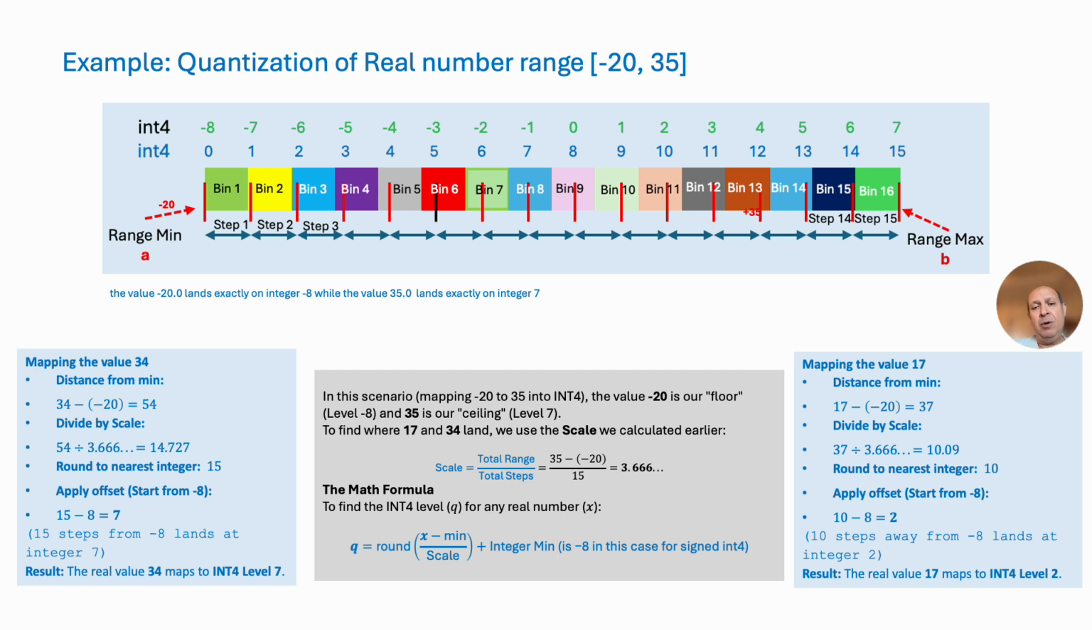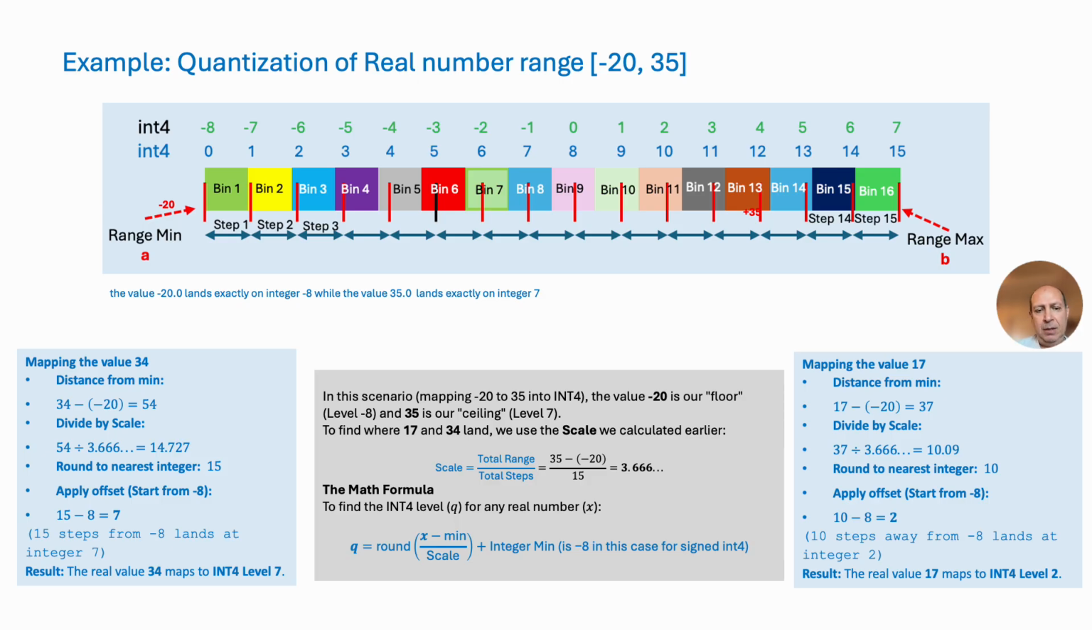-20 is the minimum range value here, while 35 is the maximum range in this interval. As discussed earlier, -20 is really the minimum and lands exactly on the integer -8. This is quantization level -8. While the value 35 is the maximum value for the range and lands exactly on quantization integer level 7.